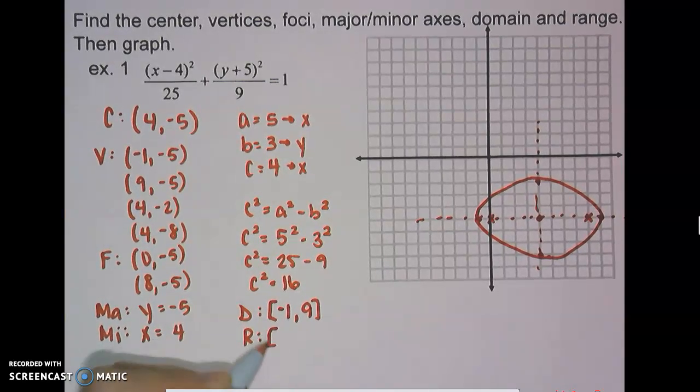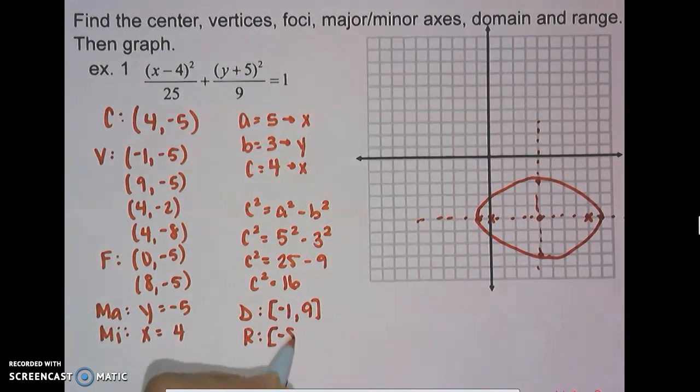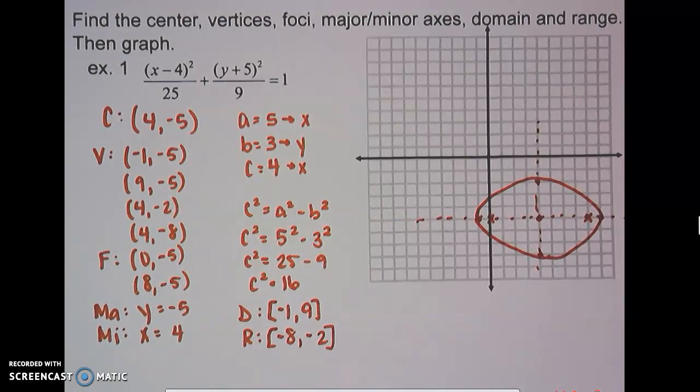And then range is going to be our y values. Remember, we go from least to greatest, so here was -8, and up top there is -2. So going from least to greatest is -8 to -2. And that is everything from start to finish. Now, you can also do some of these things using a formula way instead of counting on the graph, so we'll talk about that in our next example.